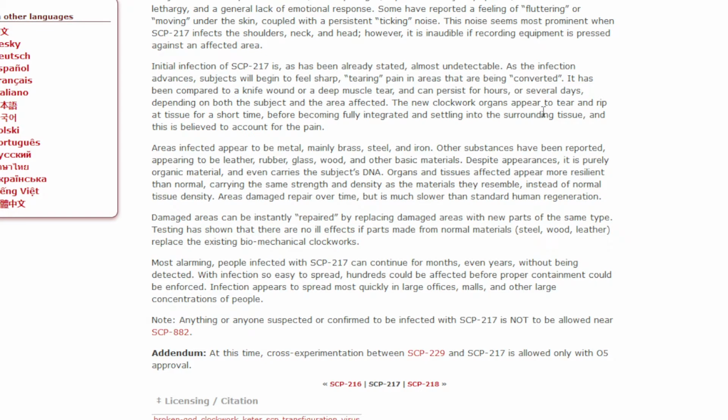New clockwork organs appear to rip and tear at tissue for a short time before becoming fully integrated into the surrounding tissue. This is believed to account for the pain. Areas infected appear to be metal, mainly brass, steel, and iron. Other substances have been reported appearing to be leather, rubber, glass, and wood, and other basic materials. Despite appearances, it is purely organic material and even carries the subject's DNA. Organs and tissues affected appear more resilient than normal, carrying the same strength and density as the materials they resemble instead of normal tissue density.